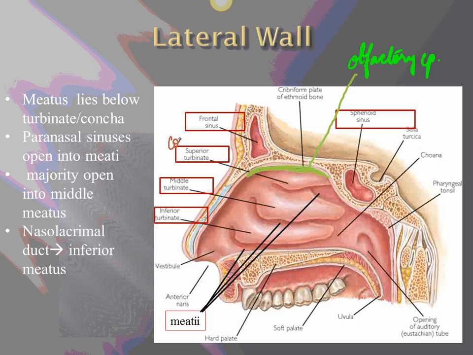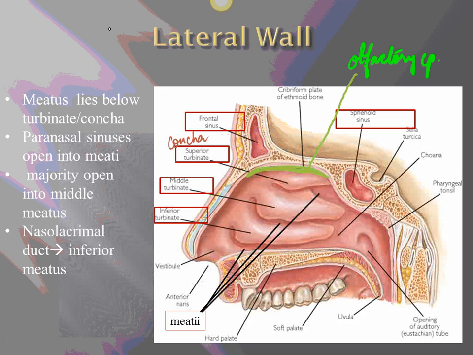It's called a concha or a turbinate. So you have a superior concha, a middle concha, and an inferior concha. Below each concha is a space. The space is known as a meatus, meati for plural. So you have superior meatus, middle meatus, and inferior meatus. Do you see that?